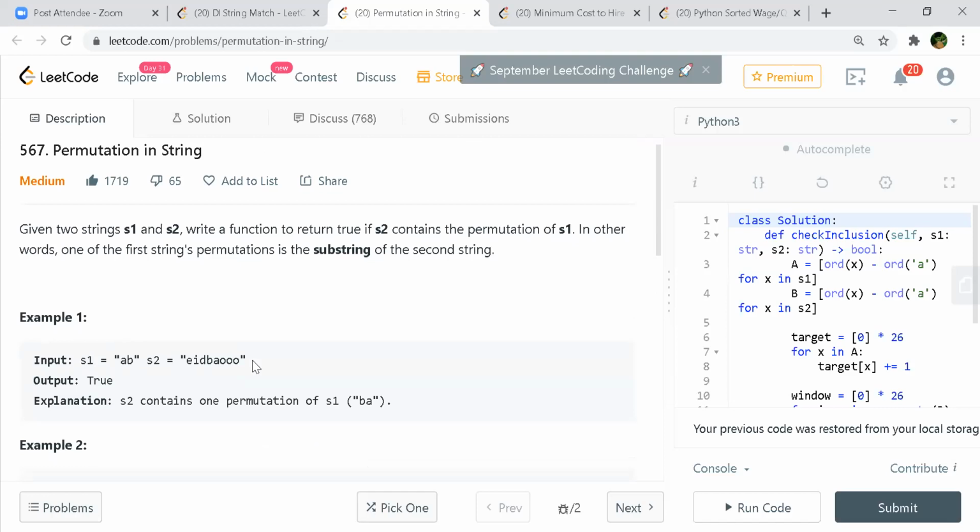So we have to find that the S1 string is present in S2. So it has to be a substring, and it can be in any permutation.